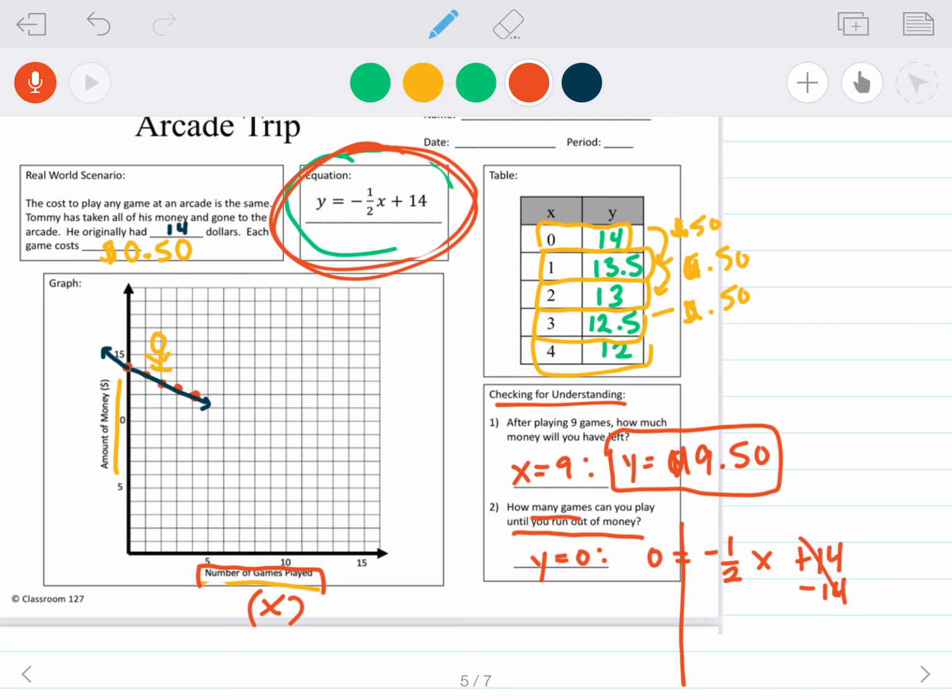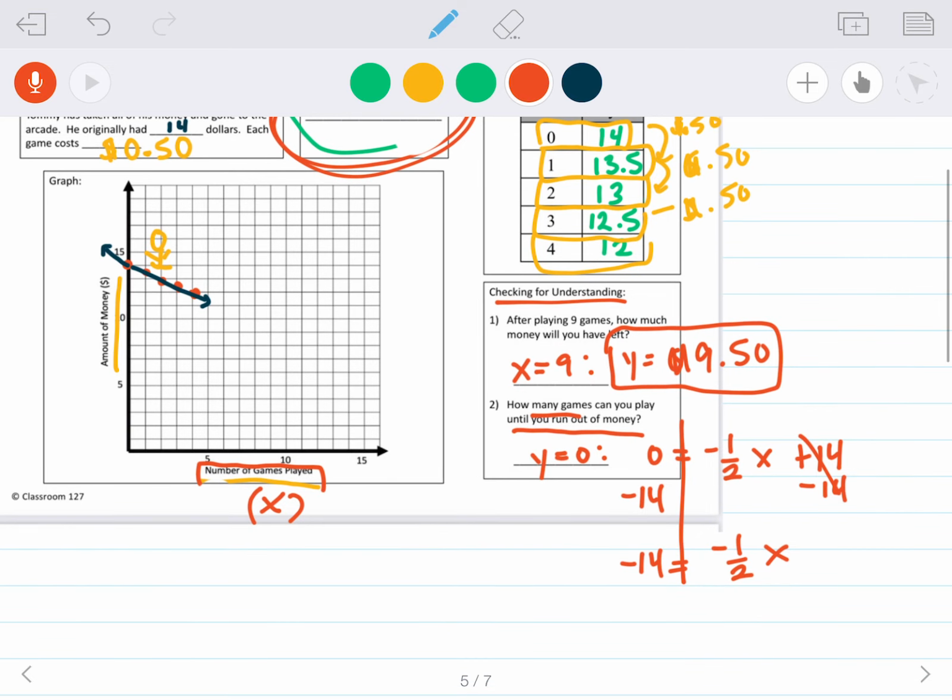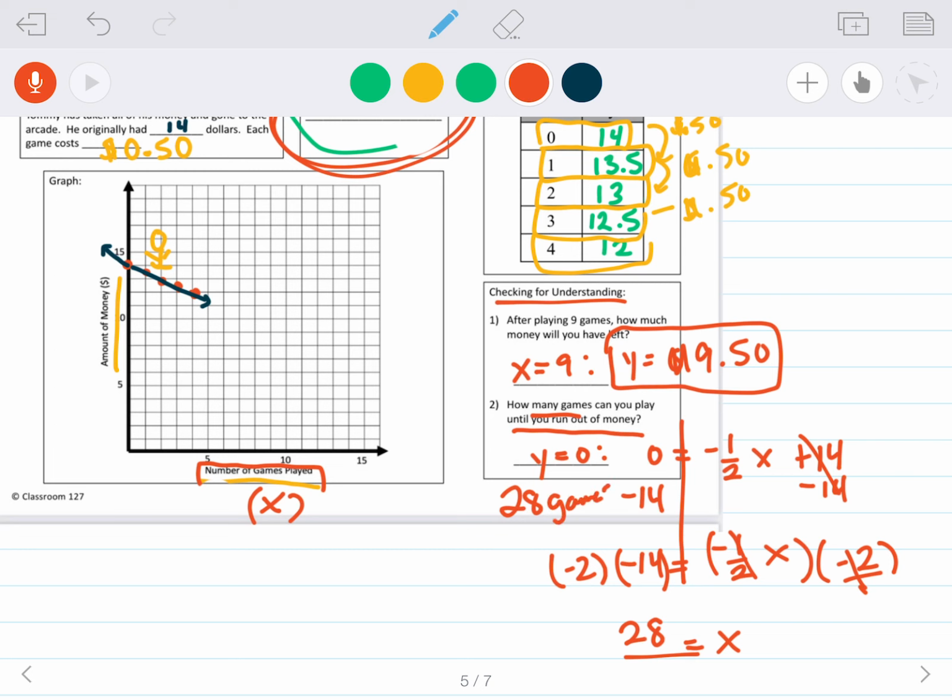Subtracting 14 from both sides, we get negative 14 equals negative 1/2 x. And I'm going to go ahead and multiply both sides by negative 2 to clear out that fraction. So that's going to give us x equals 28. So he can play 28 games until he runs out of money.